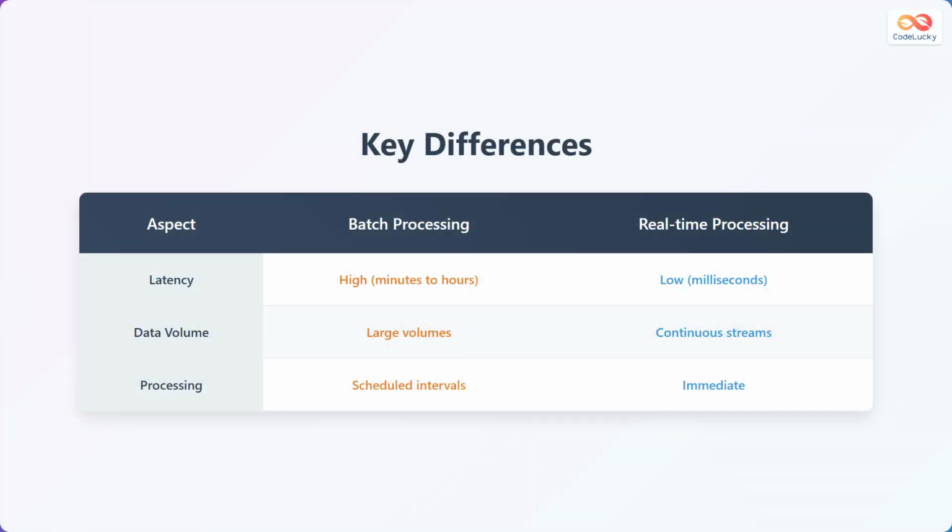Alright, let's pinpoint the key differences between these two approaches. When it comes to latency, batch processing has high latency, ranging from minutes to hours, while real-time processing boasts low latency, often just milliseconds. In terms of data volume, batch processing handles large volumes of data, whereas real-time processing deals with continuous streams. Finally, batch processing operates at scheduled intervals, while real-time processing is immediate.